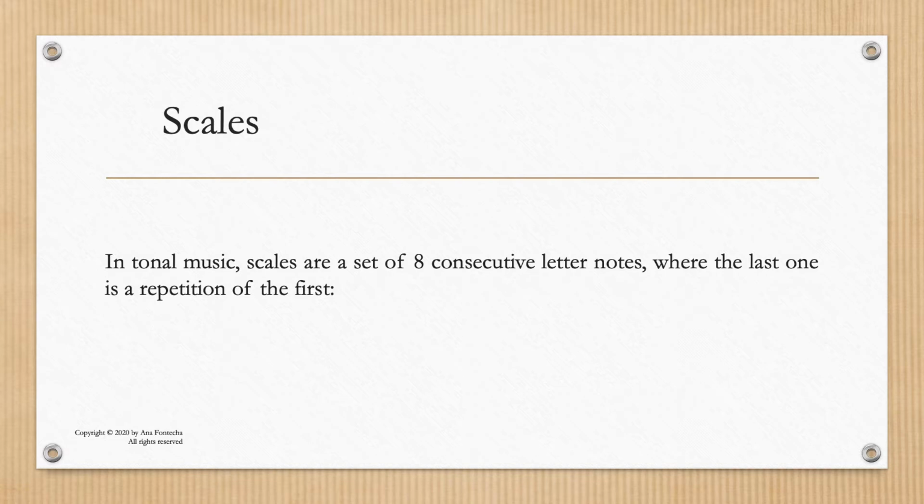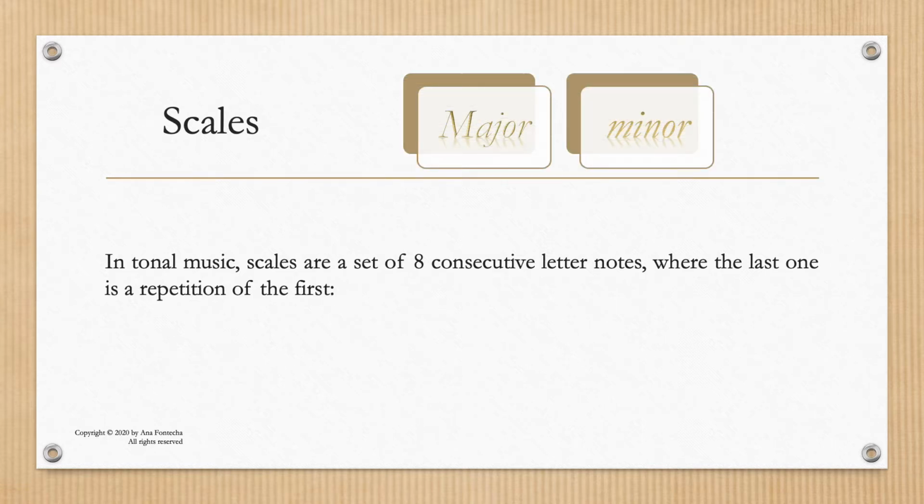A scale is a row of notes. There are many types of scales: modal, blues, whole tone, chromatic. But Western tonal music uses mainly two diatonic scales, major and minor. These scales are a set of 8 consecutive letter notes, where the last one is a repetition of the first. They're called diatonic because the notes are at stepwise distance from each other, being the steps either tones or semitones.